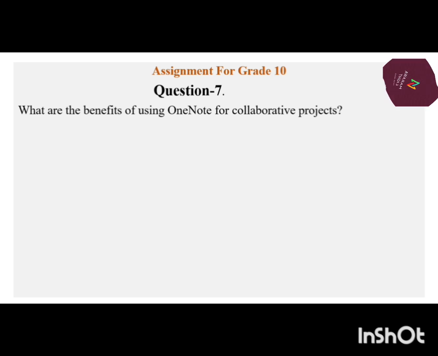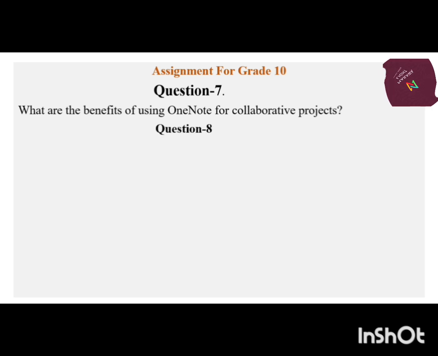Student, there are many packages of Microsoft, and one of them is OneNote. Please study in detail to learn about the Microsoft Office package.